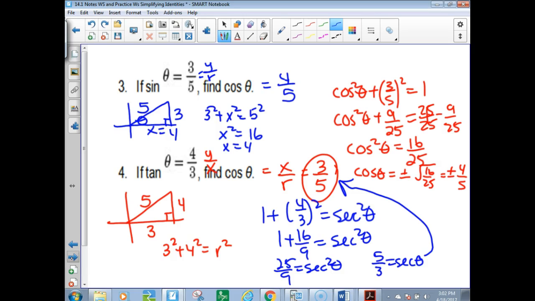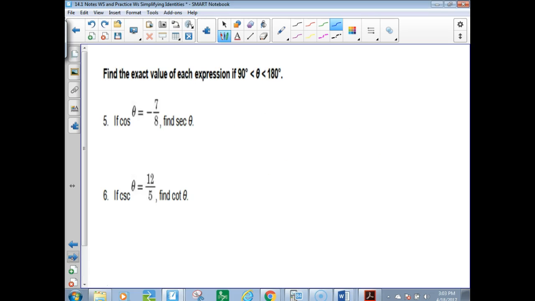I want to get away from these number ones. There's some that aren't all just messing with numbers coming up. All right, find the exact value of each expression. Oh no, between 90 and 180. What quadrant are we in?